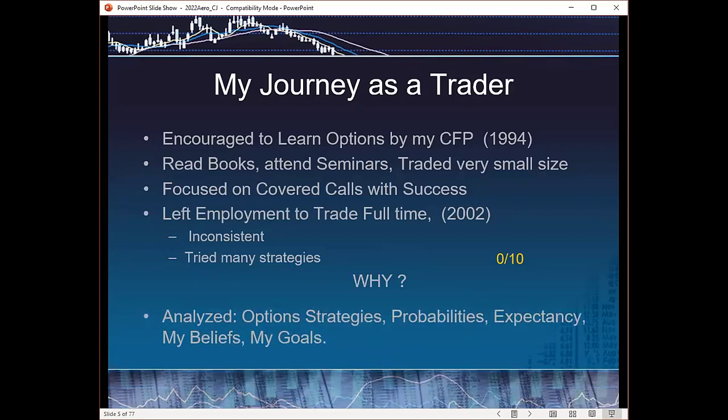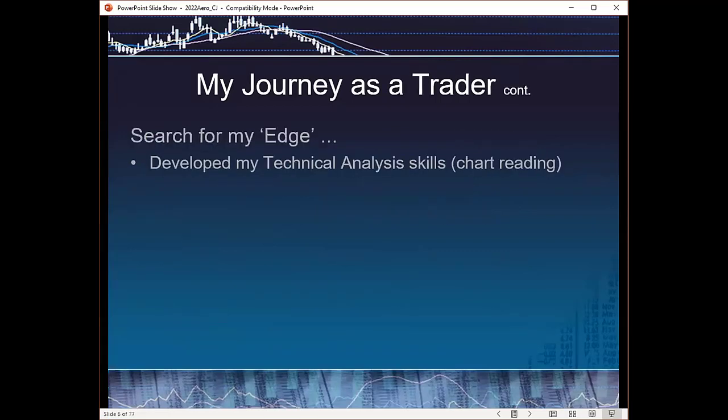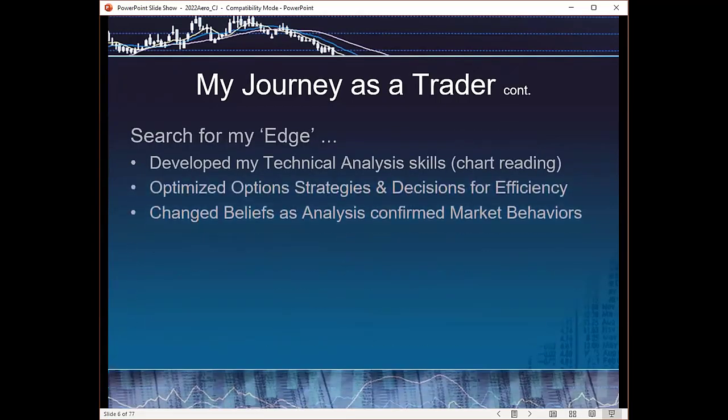So I dug much deeper to analyze, well, what was going on here? Why did they work or not work? What was going on in the markets? What were the pros and cons of the strategy, the probabilities, expectancy, and also what were my beliefs and my goals too, trading. So this sent me down the rabbit hole, okay? And basically I was searching for my edge. That's another way of stating it.